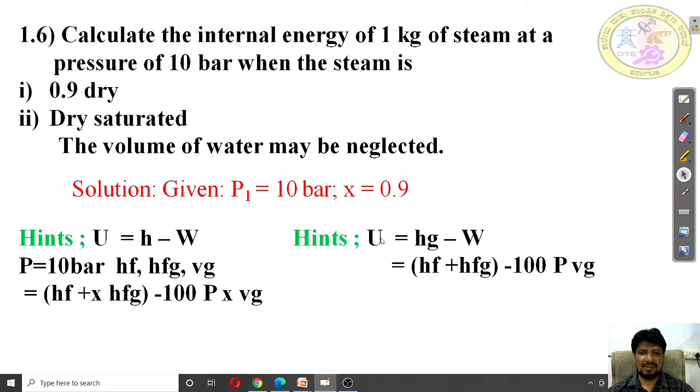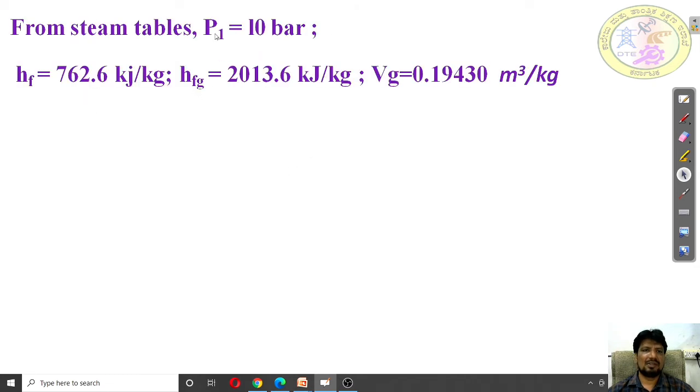So here the internal energy is Hg minus W when it is dry steam enthalpy. So here, HF plus HFG minus 100 P into Vg. Now from the steam table, corresponding to a pressure of 10 bar, the HF, HFG and Vg values have to be noted down.